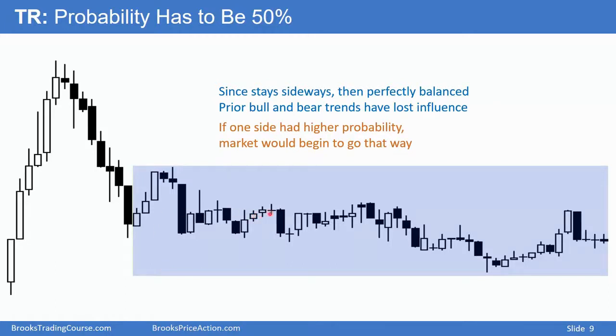If one side clearly had higher probability, the market would not be doing this. For example, if everyone looked at this and thought the probability was the market would go higher, it would be going higher. If they thought the market was going to go lower, it would be going lower. The only way it can stay like this is because traders cannot determine whether it's more likely to break to the upside or to the downside.